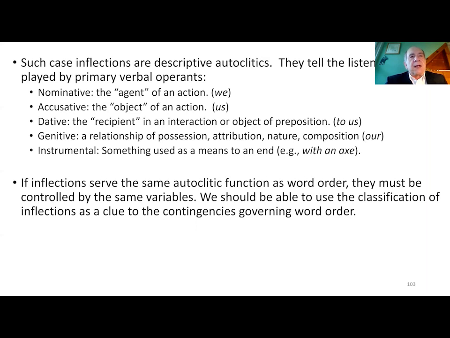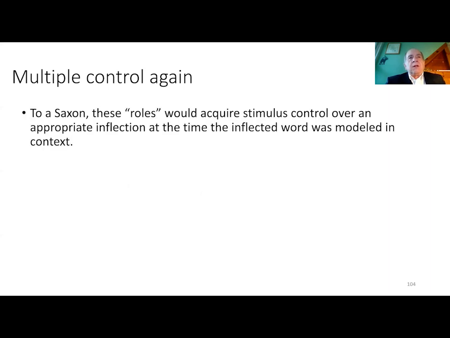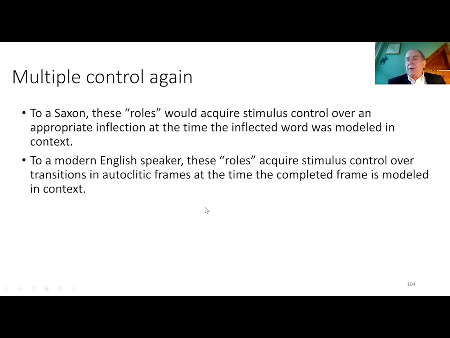We should be able to use the classification of inflections as a clue to the contingencies governing word order. So we're back to multiple control. To a Saxon, King Arthur and his knights, these roles that I speak of would acquire stimulus control over an appropriate inflection at the time the inflected word was modeled in context. To a modern English speaker, these roles require stimulus control over transitions in autoclitic frames at the time the completed frame is modeled in context.